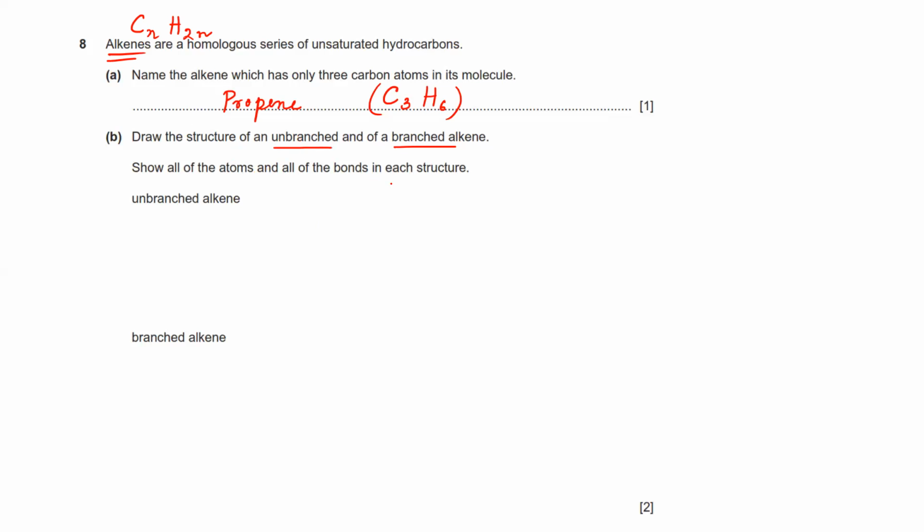Show all atoms and all bonds in each structure. So the unbranched one is again C3H6, that is the easiest to draw, with 3 carbons. For a branched one, you need to have at least 4 or more carbons. That will give you a better branching.